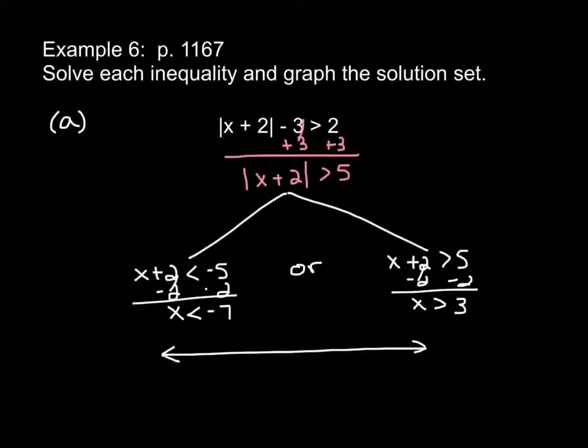So when I graph it, less than negative 7, greater than 3, or is a union. So my solution set will be negative infinity to negative 7, union 3 to infinity.